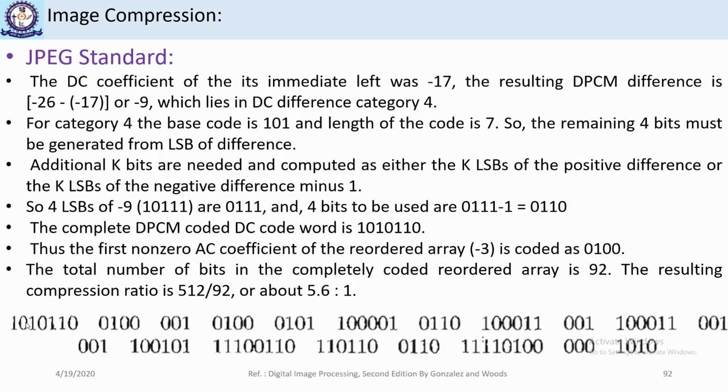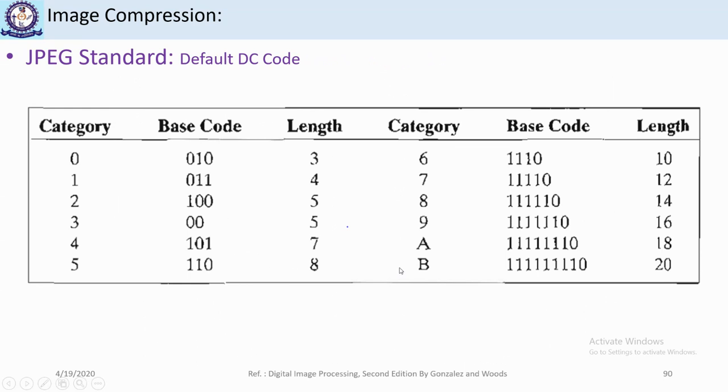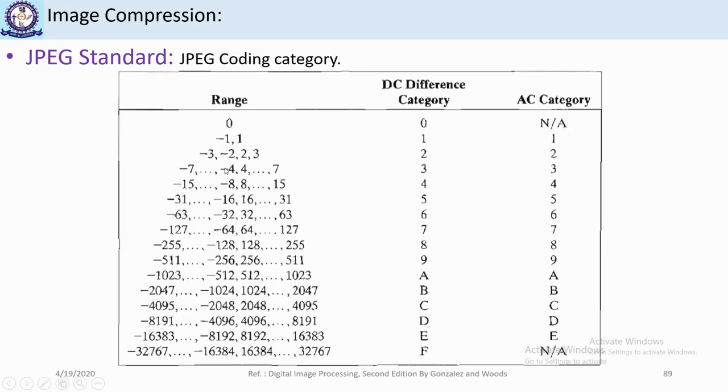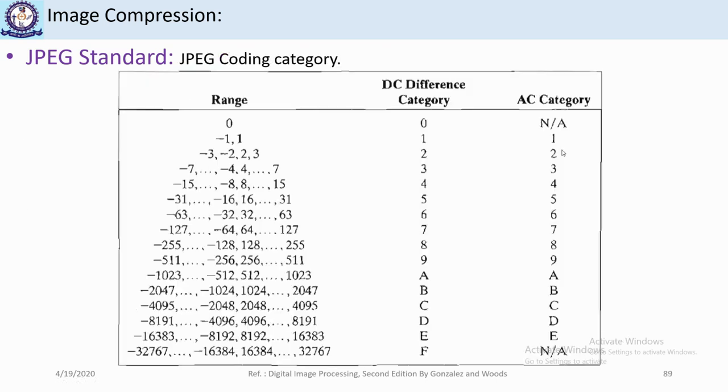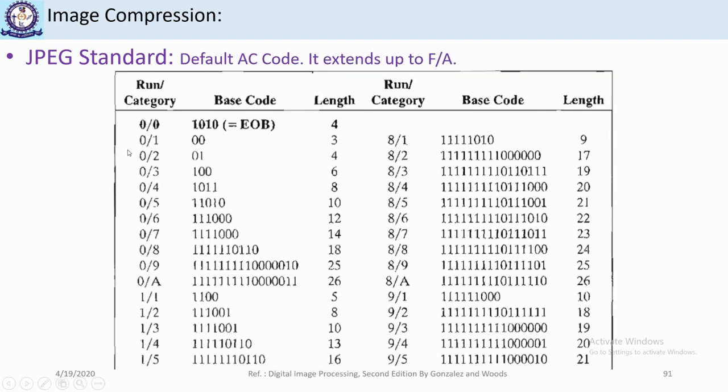So the run value is 0 and the category is 2, which we have found from here. Since it does not precede any 0, its run is 0. So we go to this table and find run 0 and category 2. Corresponding to this, the base code is 01 and its length is 4. That means from this 01 we need to make a code 4 bits wide.